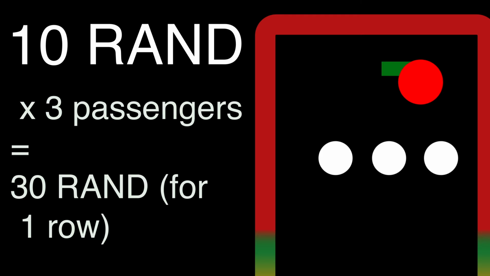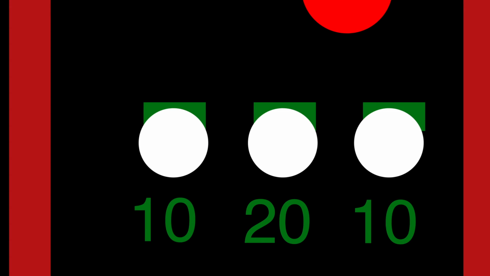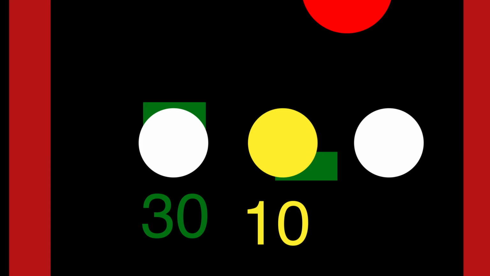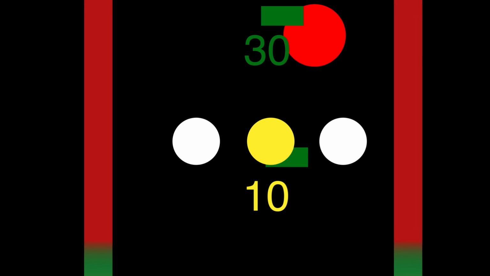Sounds simple enough, right? Well, not always. If there is change to sort out, that usually occurs within the row before handing the money to the driver. Let's say I only have 20 Rand. Someone in my row would give me their 10, and I would use my 20 plus the other person's 10 to pay for the row. Still fairly simple. But it can get even trickier.